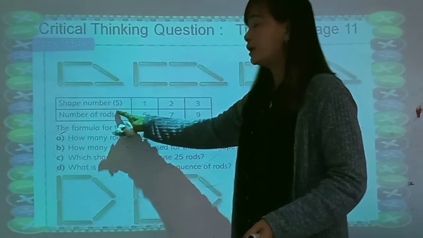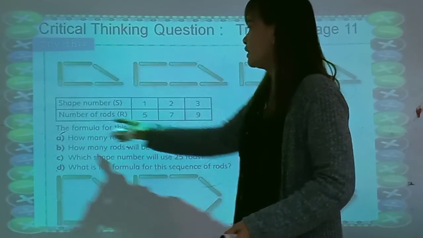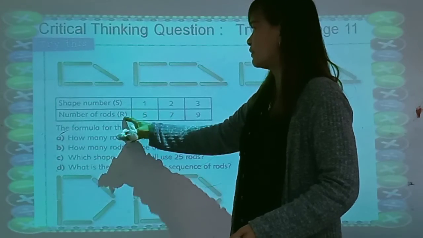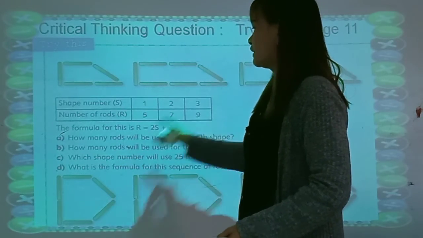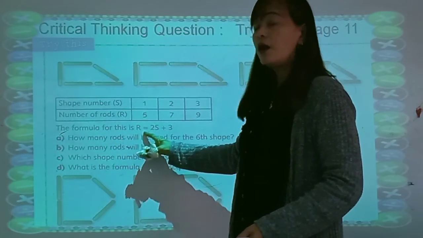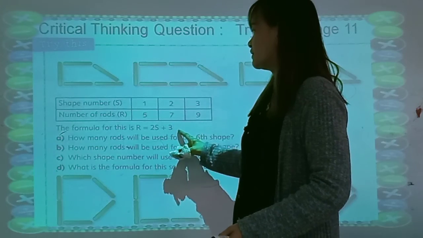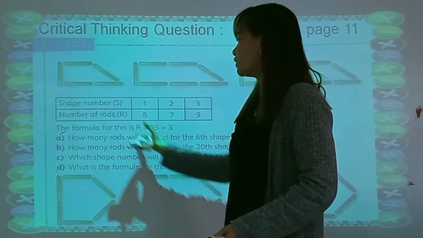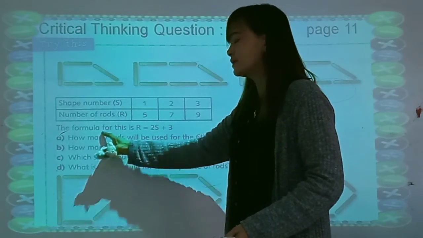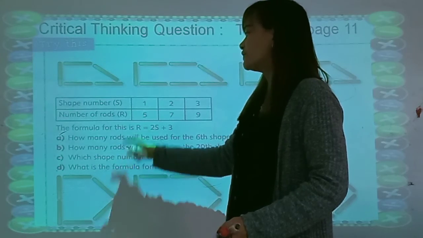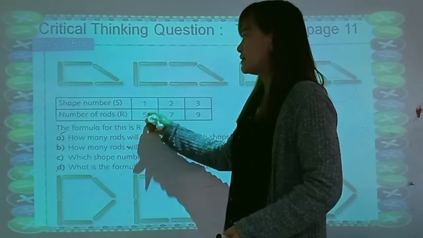This is the shape number, represented by S: 1, 2, 3. The number of rods, represented by R, is 5, 7, and 9. The formula for this is R is equal to 2S plus 3. So you are going to substitute. You are going to answer the questions by looking at this chart.